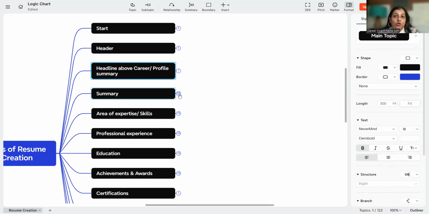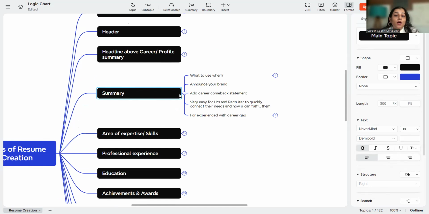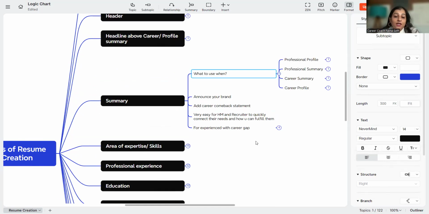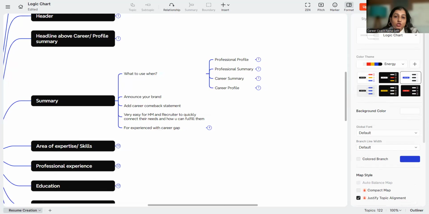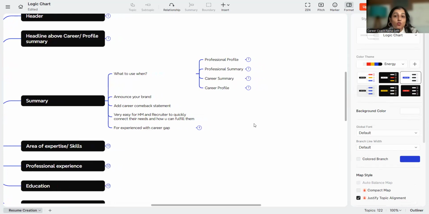So do not mention your career objective. Second thing is what to use when. There are three, four terms which are mostly used in the resume, and all are correct, by the way: professional profile, professional summary, career summary, or career profile.